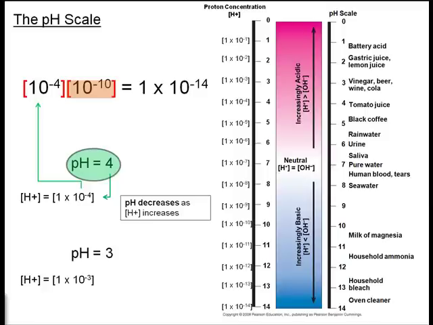If you were given your hydroxide ion concentration, you could determine your proton concentration, and then you could use that proton concentration to determine your pH. So no matter what you're given, you can almost always find the pH of your solution.